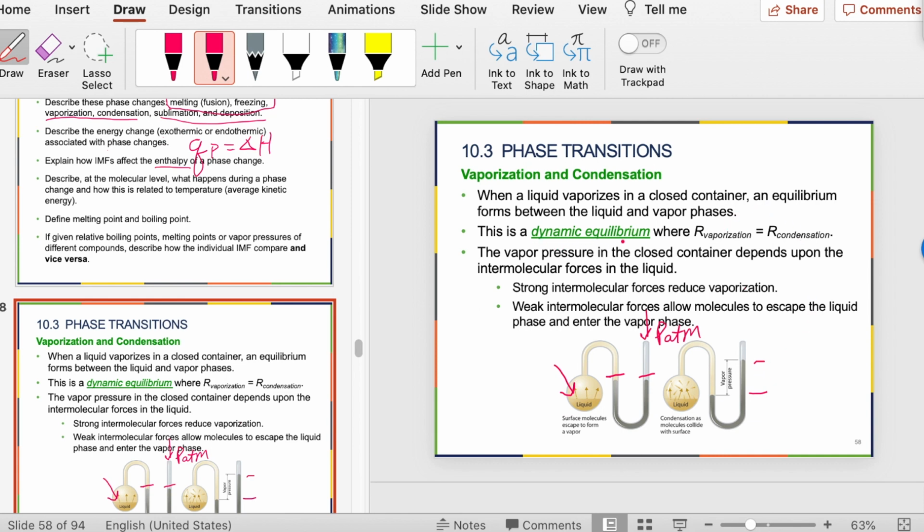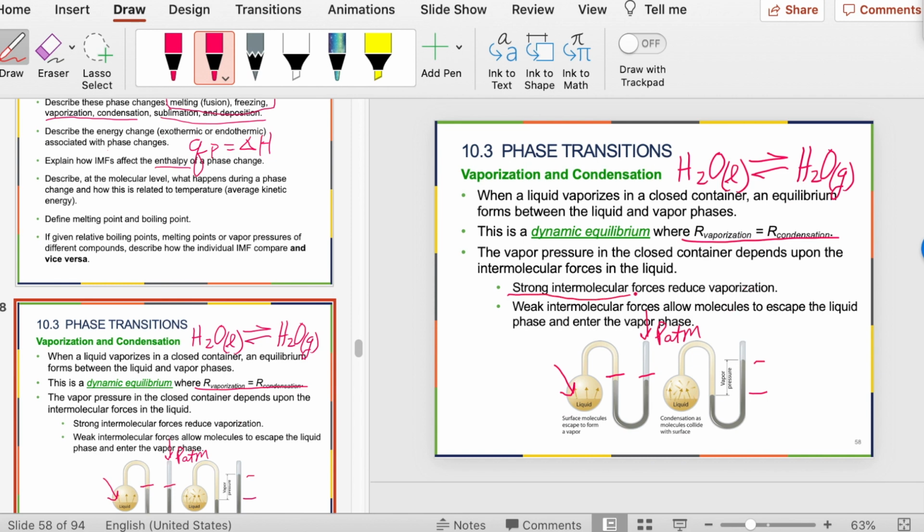Now vaporization and condensation, they're the reverse. Vaporization would be the liquid turning into a gas, and this thing can come to an equilibrium. Now what equilibrium means is the rate of vaporization is the same as the rate of condensation. When you're talking about a rate, you're talking about a speed. You're talking about a change with respect to time. And at equilibrium, liquid molecules are evaporating just as fast as they're condensing.